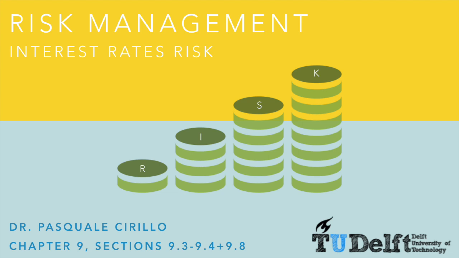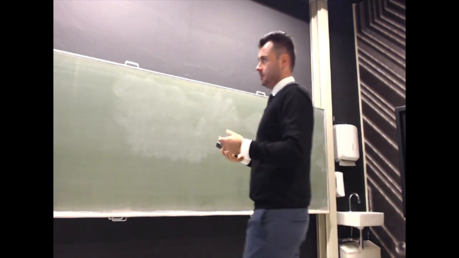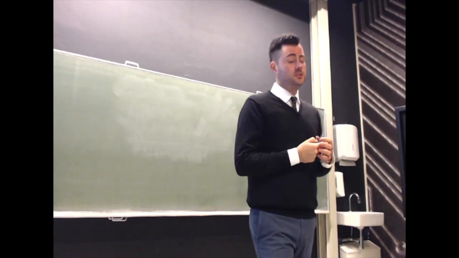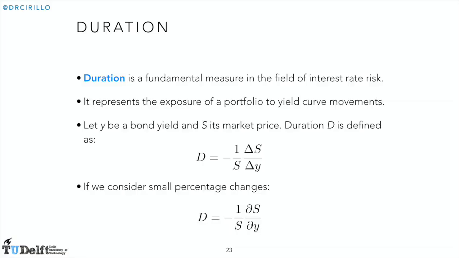So the most important measure that we use in the management of interest rate risk is called duration. It's the duration of a portfolio involving interest rates, the duration of a coupon bond, the duration of a zero coupon bond. This is the fundamental measure. And it represents the sensitivity of our portfolio to changes in the yield.